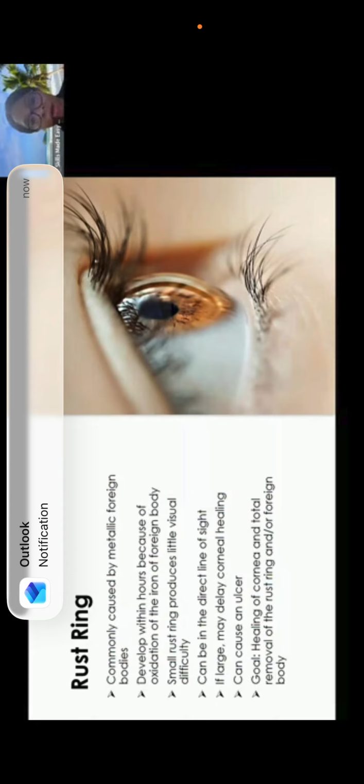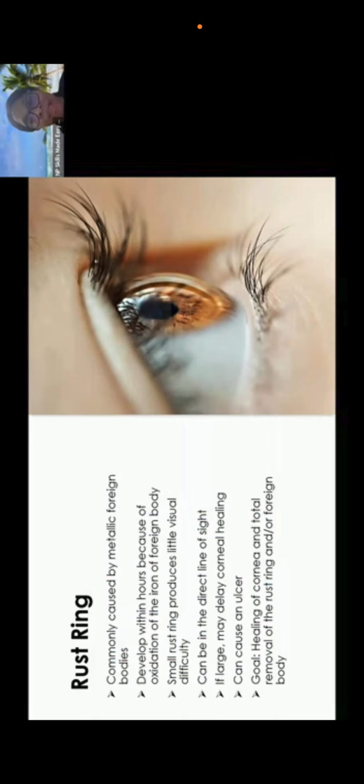The rust ring can cause ulceration, and that's when it has settled a little bit and become more embedded in your cornea. The goal is healing of the cornea and total removal of the rust ring and the foreign body.